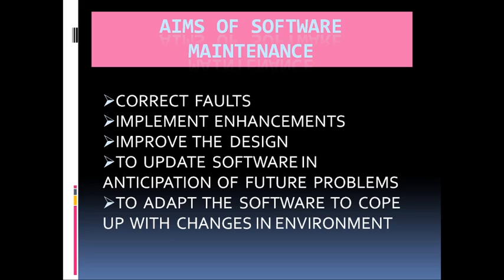Next is to update the software in anticipation of future problems. There may be addition of some new functions. There may be a fear that certain problems may arise in the software, so it is necessary to update the software in anticipation of all these future problems that may have a great impact on the functioning of our software. Then the last point is to adapt the software, to make changes in the software according to the environment demand. So this is all about the aims of software maintenance.